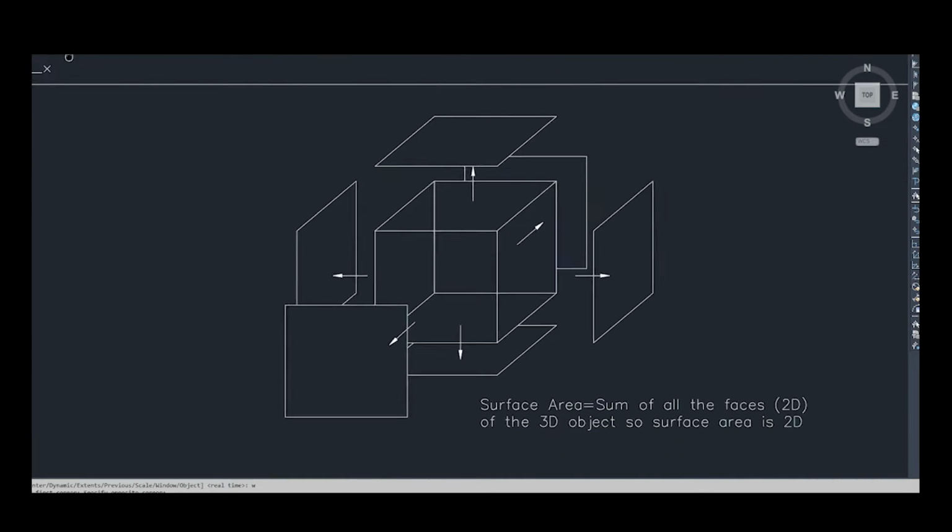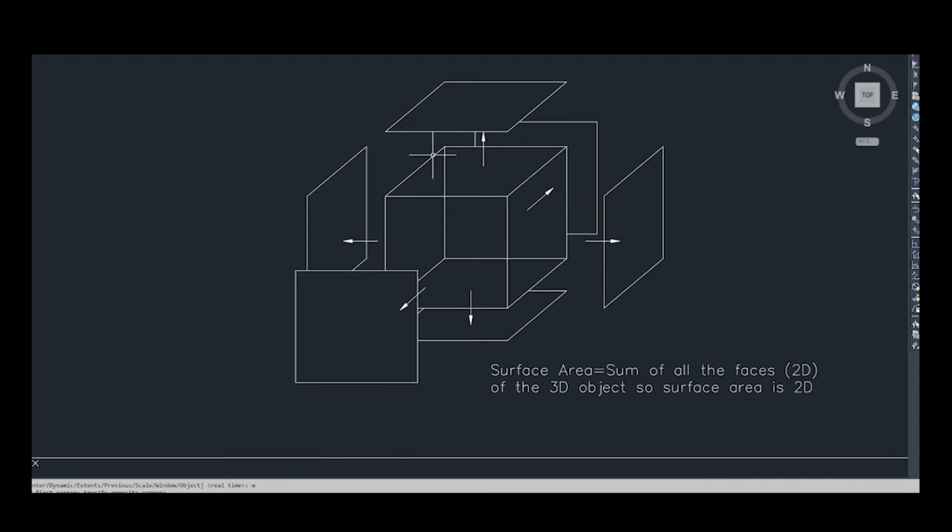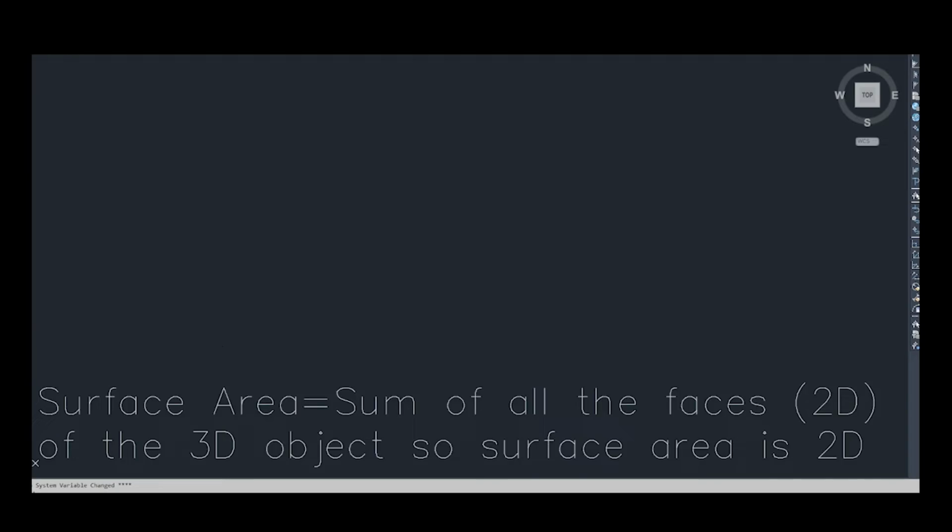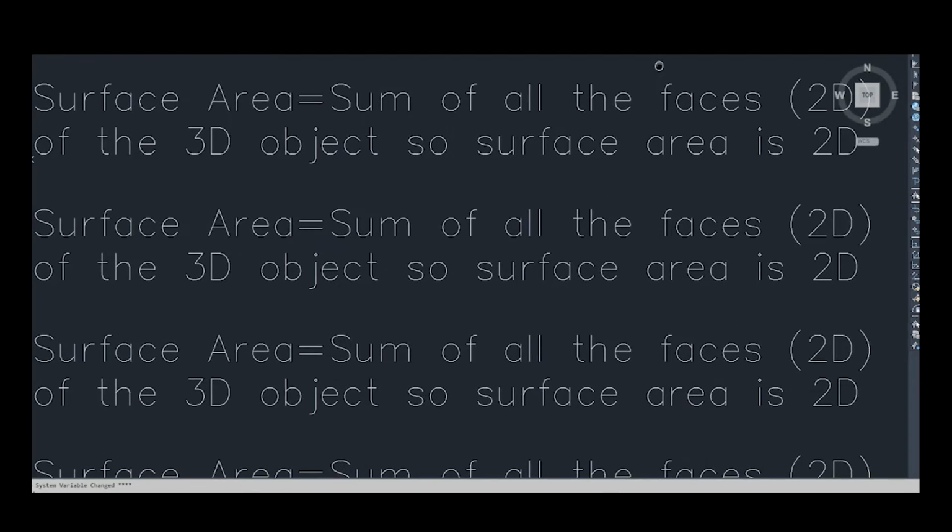If you take that 3D shape, you take each of the areas of each of the faces, that will create the surface area. And that surface area is 2D. Now, Timbo, write that out 1,000 times. The surface area is 2D.